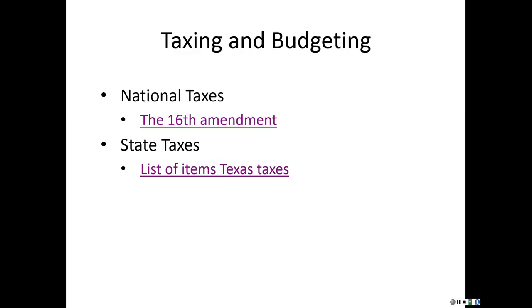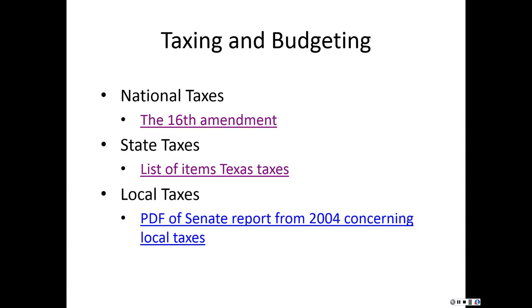Finally, okay, the national taxes is the federal government. State taxes is the state government. We see that there's a third level of government that can tax. And this is the local government. These are local taxes.